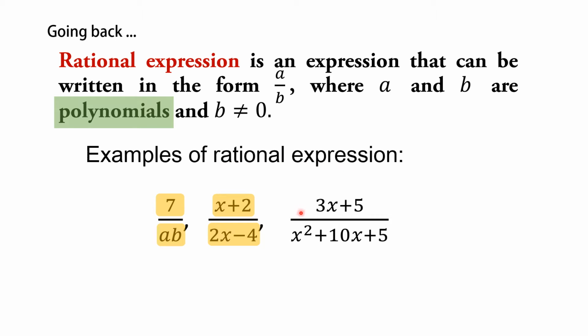The third one, 3x plus 5, its numerator is a binomial, and that is a polynomial. Its denominator, x squared plus 10x plus 5, is a trinomial, which is also a polynomial. And this expression is in a fractional form. Therefore, it satisfies the definition of a rational expression.